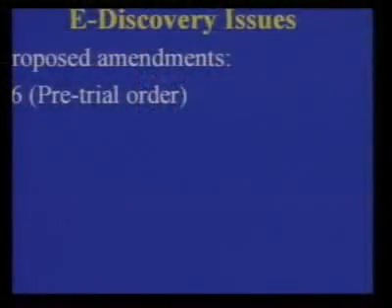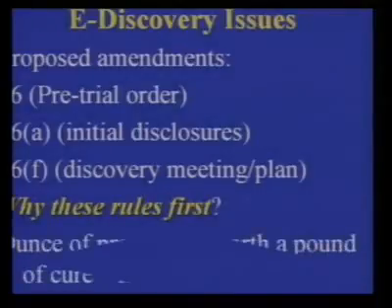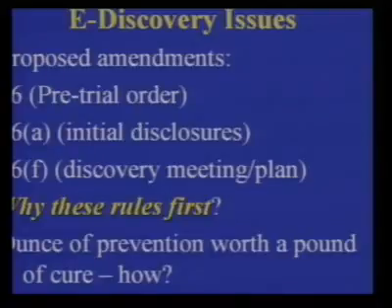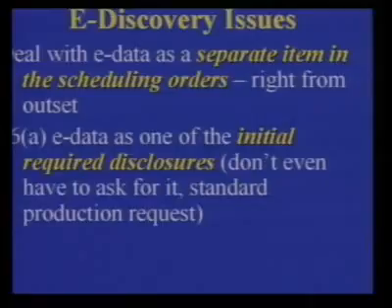So the amendments, starting with the first few of them, have to do with Rules 16 and 26: pretrial order, initial disclosures, and the discovery meeting or the initial discovery plan. And the idea was that an ounce of prevention is worth a pound of cure. If we could start dealing with electronic or e-discovery issues right from the very beginning, and maybe get a judge involved, get the parties talking, and trying to figure out how they're going to go about this, then we would stave off many problems later on in the case and also help save clients a lot of money. So one of the things to begin with is that you deal with e-data as a separate item in the scheduling orders right from the beginning.